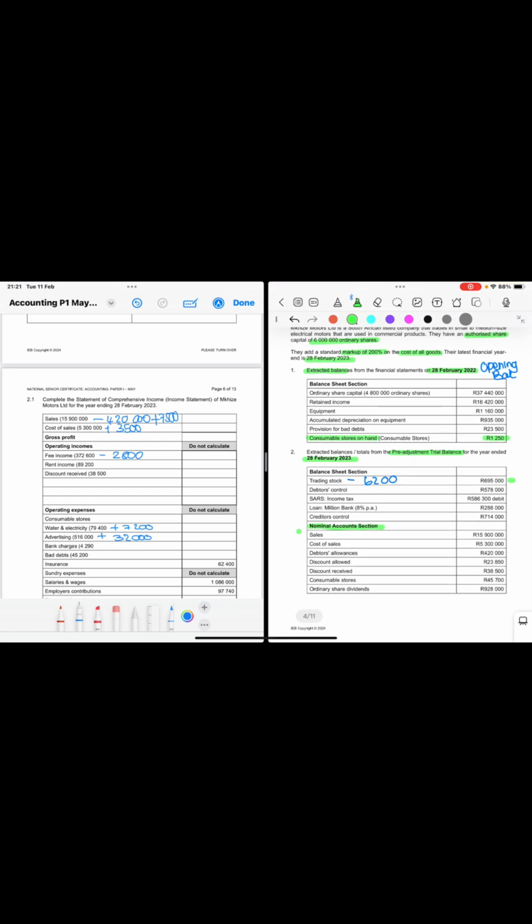And as you can see here in our SCI, we don't have consumable stores yet. So we'll be taking the 1,250. So now it will be debit consumable stores and credit consumable stores on hand. So we're deducting the asset and increasing the expense. And then from our nominal account section from the pre-adjustment TB, we have consumable stores of 45,700. We add those, our purchases for consumable stores for the current year.